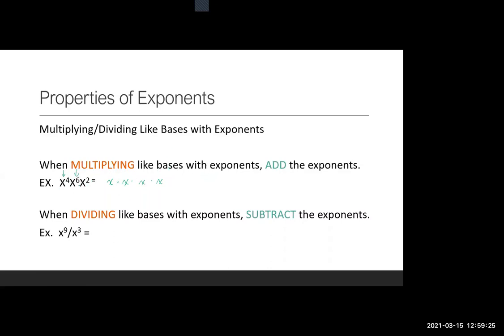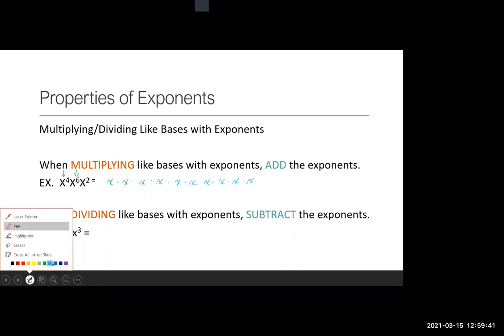Okay, then x to the 6th, and I'm going to get a different color so it'll stand out a little bit. X to the 6th means to write the x's 6 times and multiply them. And the last one means to write the x's 2 times and multiply them. Now, how many x's do I have? Well, I know it's going to equal x to some exponent, so let's count them. I got 1, 2, 3, 4, 5, 6, 7, 8, 9, 10, 11, 12.